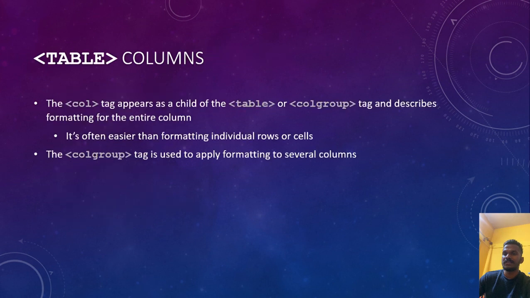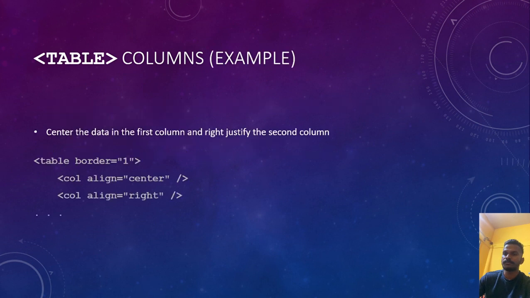Next, table columns example. Center the data in the first column and right justify the second column. For this particular query, this is the code to be written. The table border will be set to 1, and then the first column align will be set to center and the second column align will be set to right.